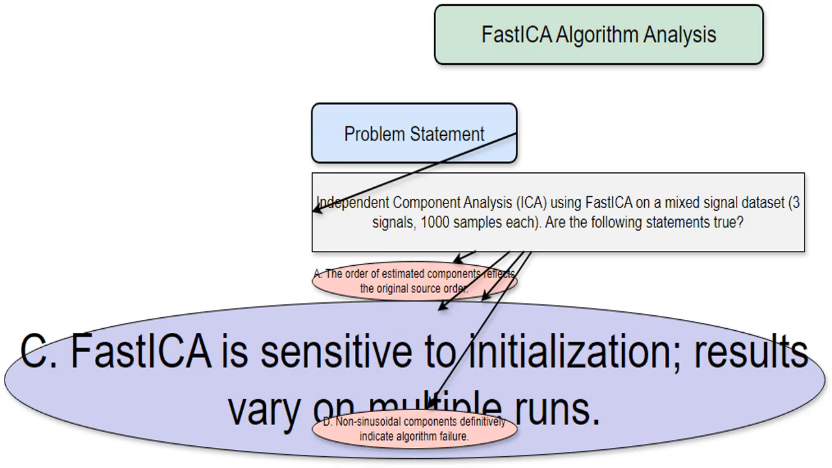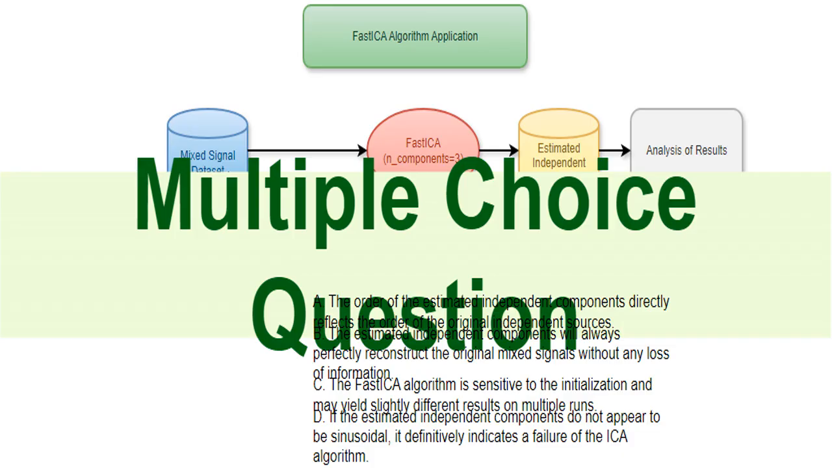Statement D proposes that non-sinusoidal results indicate failure. I will investigate this. This is false. Getting non-sinusoidal components doesn't mean failure. There could be other signals present, or the data could be noisy. Therefore, D is false.